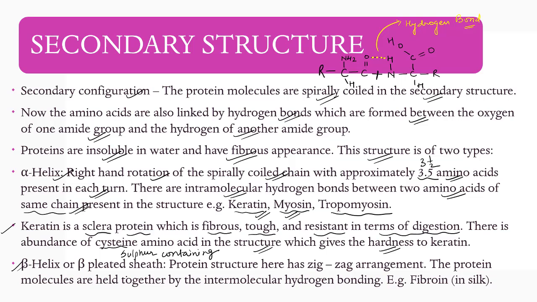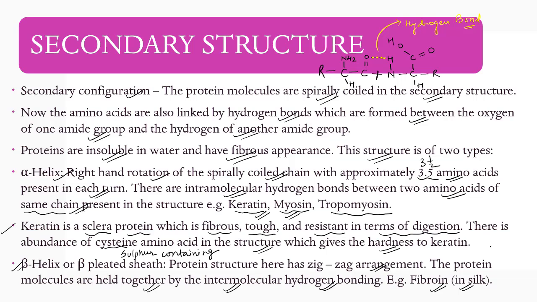Beta helix or beta pleated sheet, the protein structure has a zigzag arrangement. The protein molecules are held together by intermolecular hydrogen bonding. Examples are fibroin, which is present in silk.